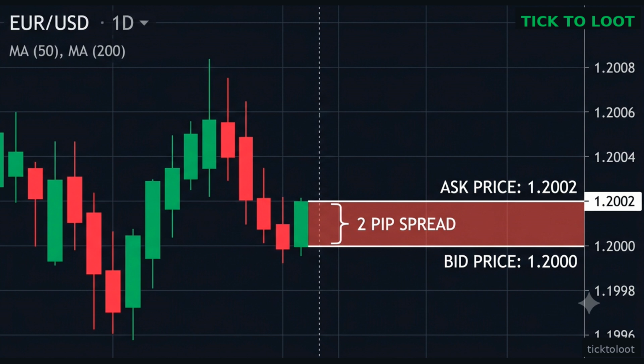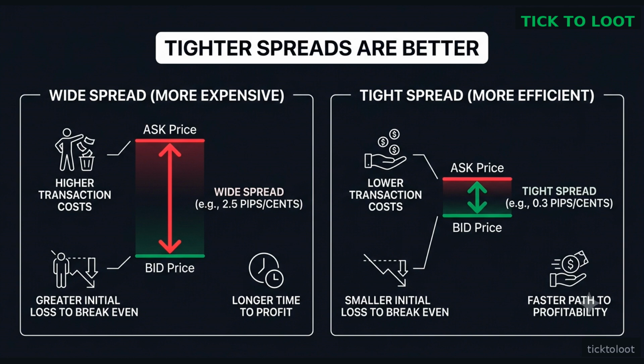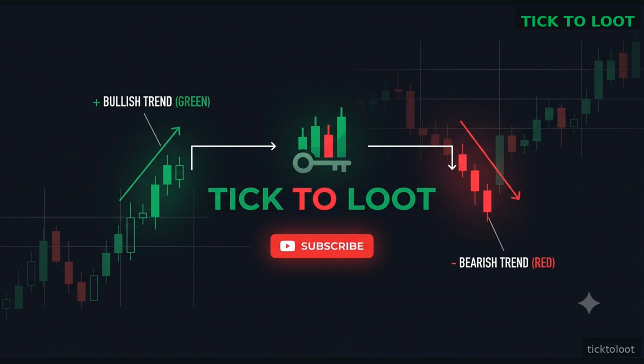So, in this example, if you buy Euro to US dollar, you pay 1.2002, and if you sell, you receive 1.2000. Tighter spreads are better for traders because they reduce your trading costs. A tight spread means that the bid and ask prices are close together, so you pay less to enter a trade. That is everything for lesson 4.2, lots, pips, and spreads.